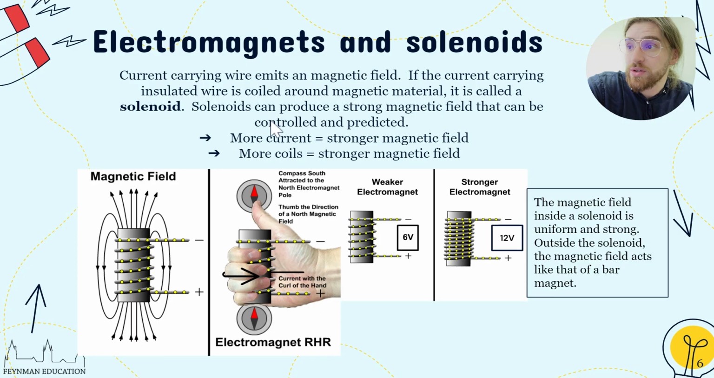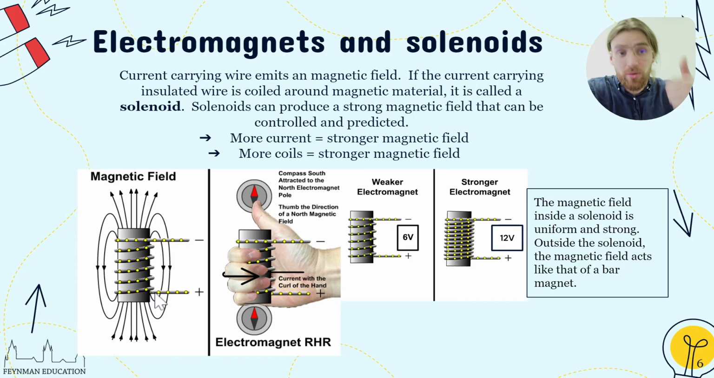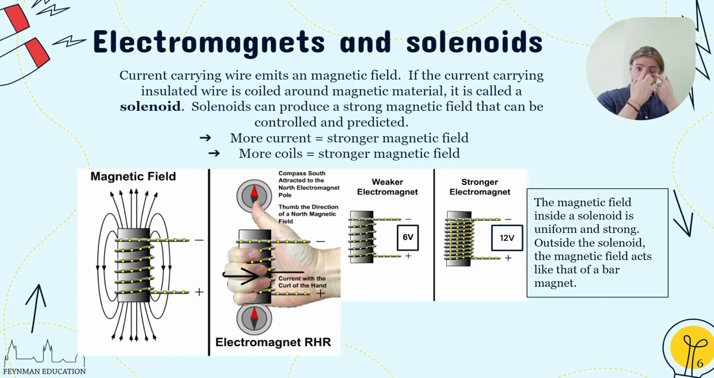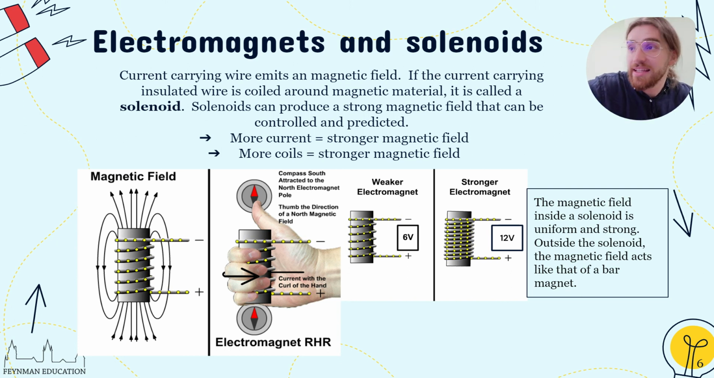And therefore we know which way is going to be north and which way is going to be south. So your thumb will be pointing towards north. What we call this idea of a current moving through a wire that is wrapped around a central pole, creating a magnet, is called a solenoid. And these solenoids can be used to control induced magnets.